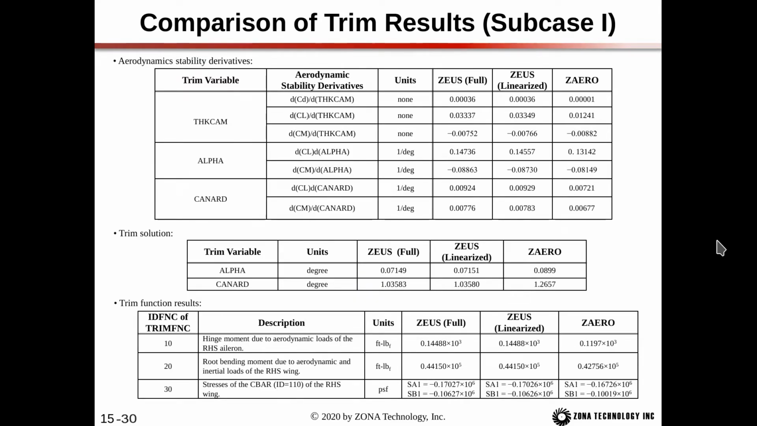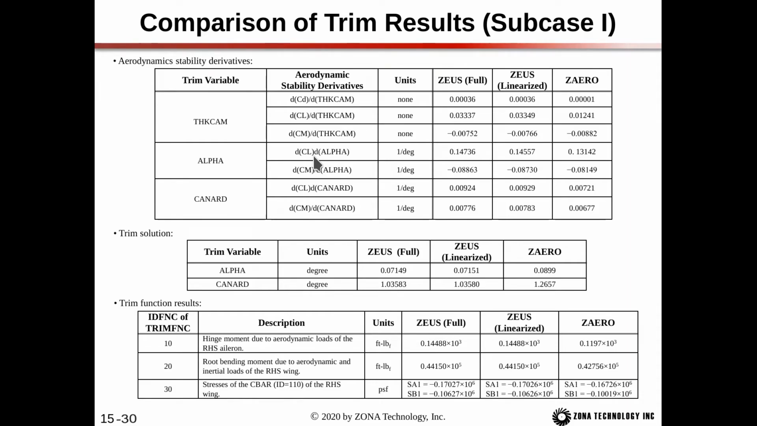Now we will compare the trim results for the full Euler solver of ZEUS, the linearized Euler solver of ZEUS, and Z-Aero. If we take the thick cam variable and look at the drag, obviously Z-Aero gives us an almost 0 value. Then ZEUS full and ZEUS linearized agree very well with each other. CL naught, once again, ZEUS full and ZEUS linearized agree well with each other. Then we have the Z-Aero solution here. And then we have CM naught here.